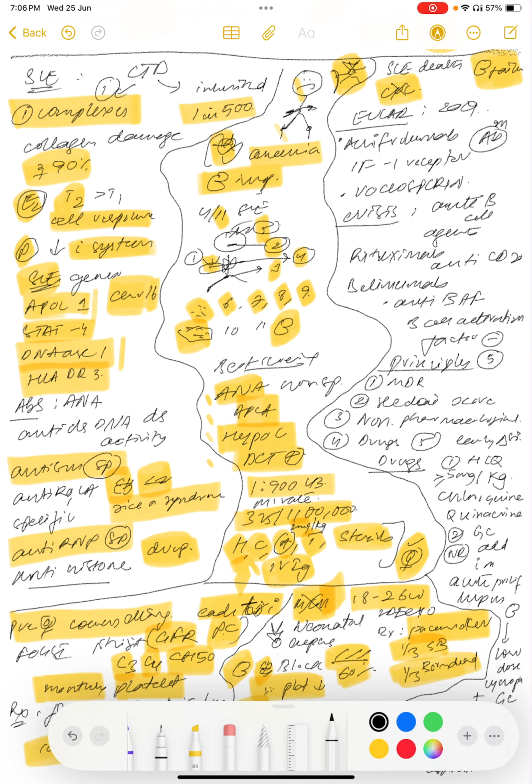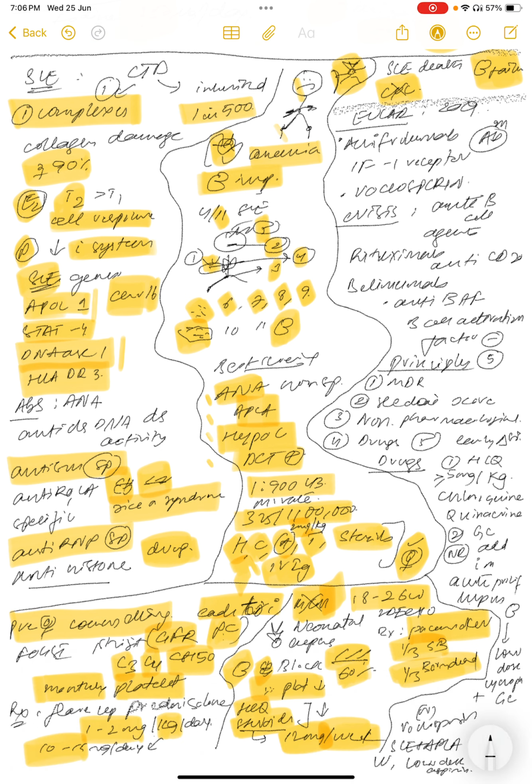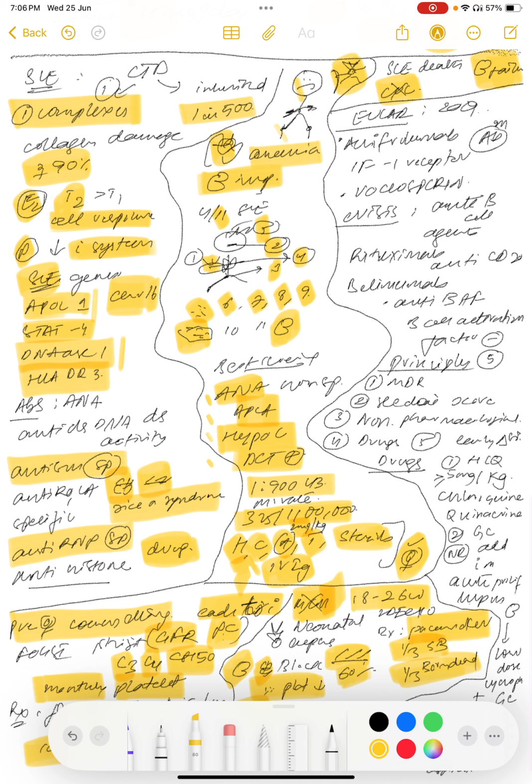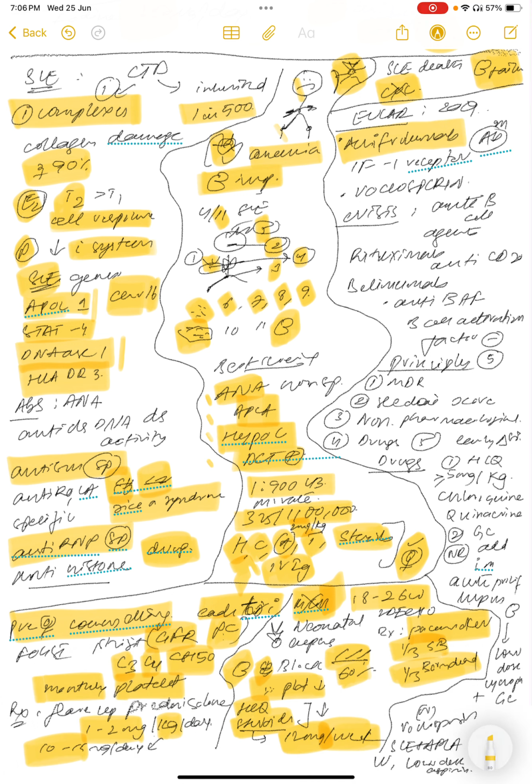This is about SLE. Now I'll tell you about EULAR updates. EULAR is the one which actually gave some criteria for SLE. So these are EULAR updates for SLE. Okay. So what is that? In 2019 they gave some updates. So first thing is there's a new drug known as Anifrolumab. Okay, it is an interferon type 1 receptor antibody.